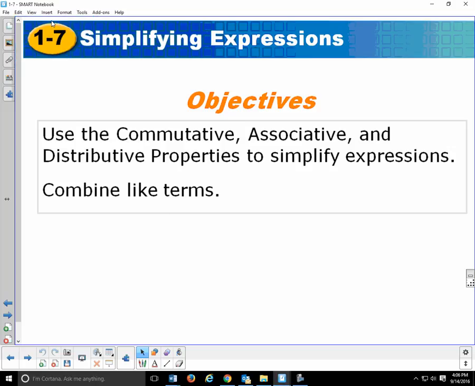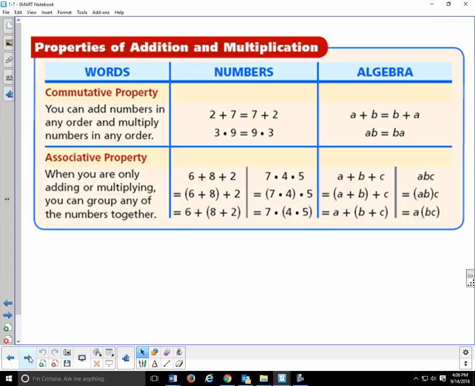We're looking at section 7, using the commutative property, associative property, and distributive property to simplify expressions. And we're combining things together. Basically, we're shifting things around or putting them together is what we're looking at. We're looking at different ways to do that and still follow the rules, basically, for math. So a couple different properties.